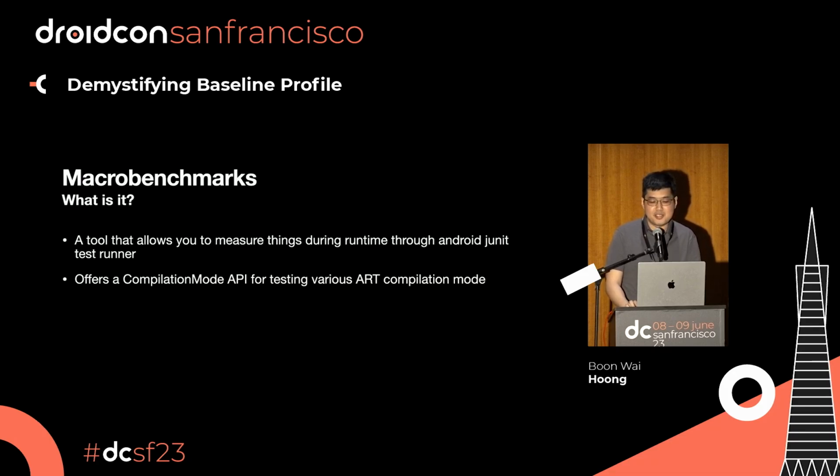Macrobenchmark offers a compilation mode API for testing various modes. Android Runtime is basically the main component that decides how it optimizes things. Through this API, you can configure it to several modes and then decide how you want to test or measure your code with it. We'll see how it's important later.